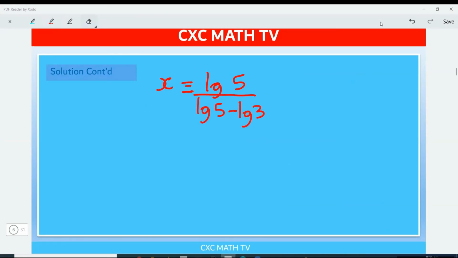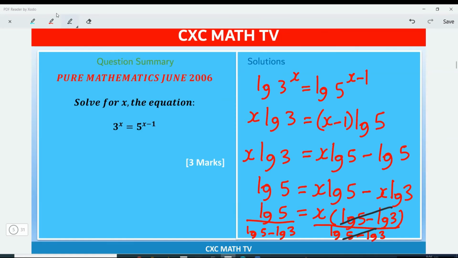You can simplify your answer if you want. No, I will just leave it as it is. You can also put your answer in decimal, but I'll leave it as this. X is log 5 over log 5 minus log 3. That's your answer. So just write it beside the question. X is log 5 over log 5 minus log 3. You won't lose any mark.